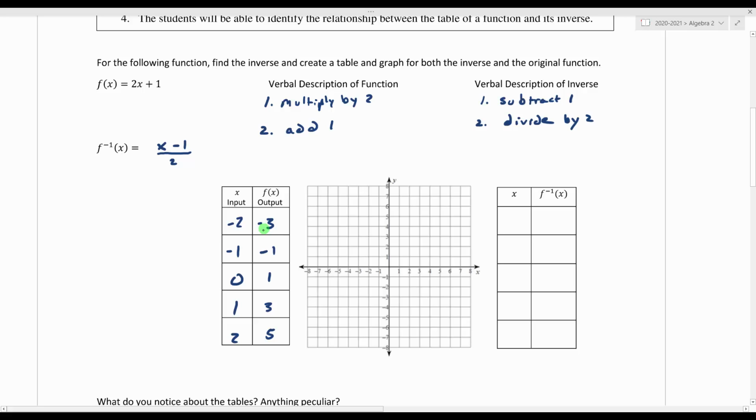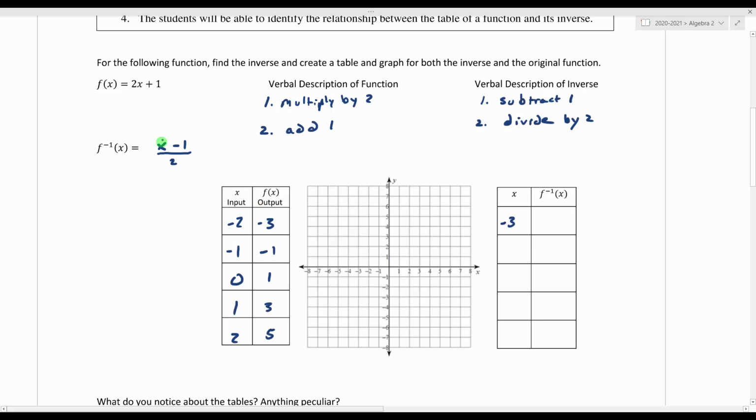Now remember, what an inverse does is it goes backwards, right? It undoes everything we did, right? So theoretically, I should be able to take this -3, input it into my inverse function, right? So the -3 would become the input of my inverse function, and theoretically, it should take me back to -2. Let's try it out real quick.